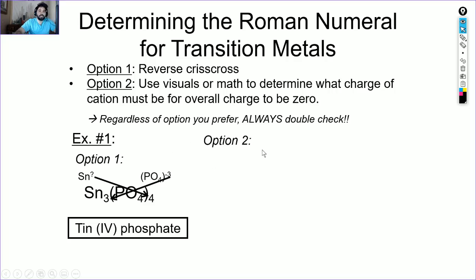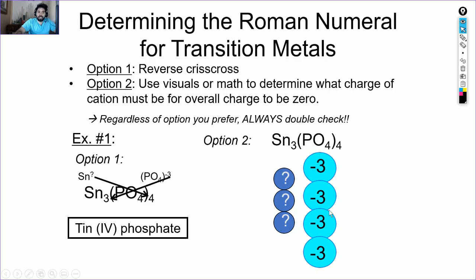Option 2. Now this is the second method. This is the more visual method. I actually really enjoy this method. We know there's 3 tins and we know there's 4 phosphates. So you just draw 3 circles to represent tin and 4 circles to represent phosphates. We know there's 4 of those. We also know, if we use our reference sheet, that phosphate has a -3 charge. So 1, 2, 3, 4, 5, 6, 7, 8, 9, 10, 11, 12. In total, phosphate is going to be giving us a -12 charge.